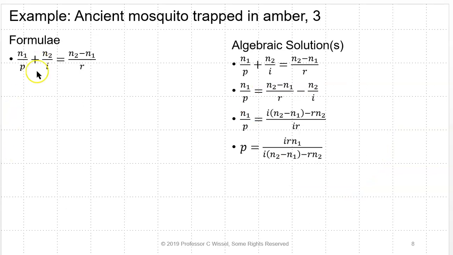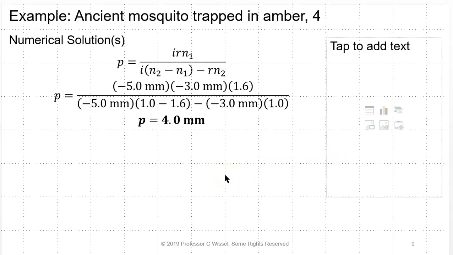The formula is n1 over P plus n2 over I equals (n2 minus n1) over R. Of course, we will want to take this formula and play with it a little bit. With a little bit of algebra, we want to solve it for P. When we do that, P equals I R n1 over I times the quantity (n2 minus n1) minus R n2. At this point, we can start sticking numbers in here. Be very careful with signs. Make sure that your units are all consistent. It turns out when you do all of this, P is 4 millimeters.